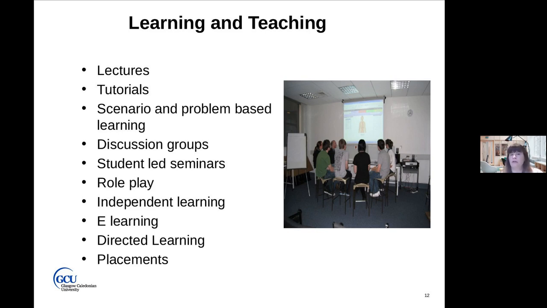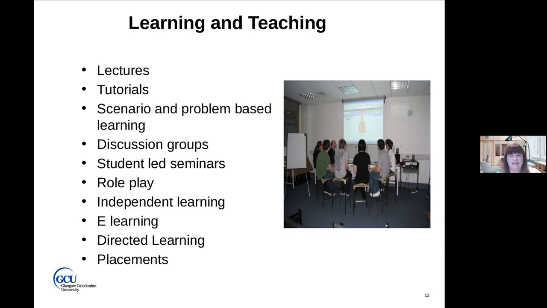There's also a large component of independent learning, because this is master's level study, so there is an expectation that you are aware and able to address your own learning needs to a certain degree. We do e-learning, so for example there are two RAS modules that you have to complete before you go on to placement. These are e-learning modules delivered by NHS Scotland, on things like hand hygiene, manual handling, CPR, all the skills that you would need to be safe to go into placement. There'll also be directed learning, so sometimes we will set you a task to complete in your own time.